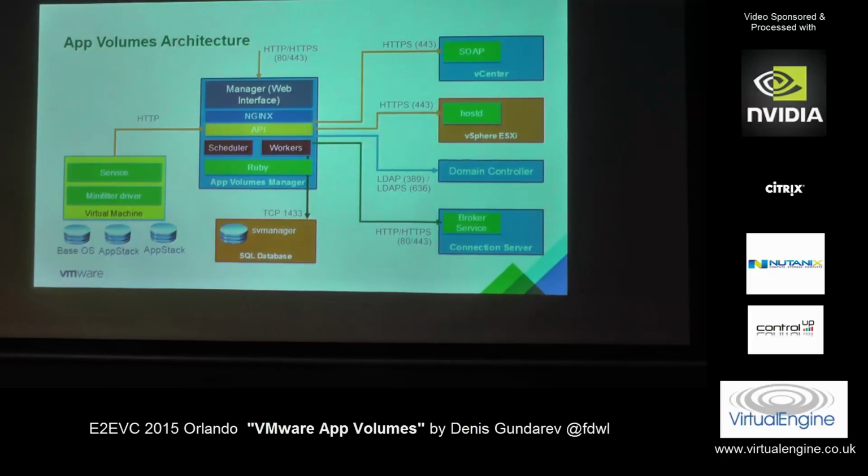But internally, we use Ruby on Rails as a web server that has some schedulers and workers. You can access them using APIs, and we have a web console running on the same server, and everything is hidden behind the Nginx web server, which is a high performance web server.